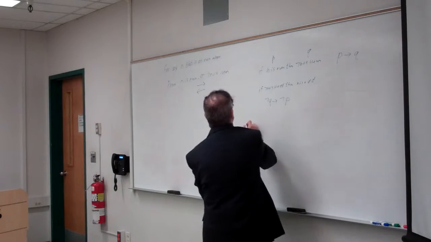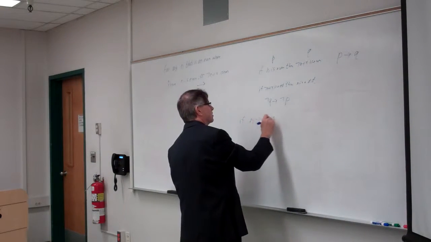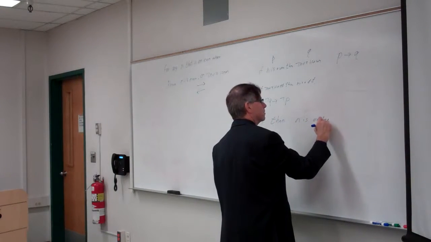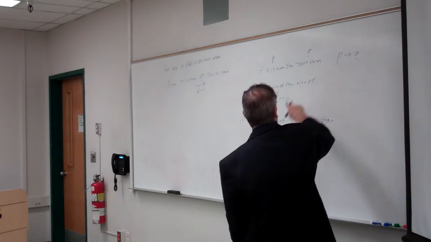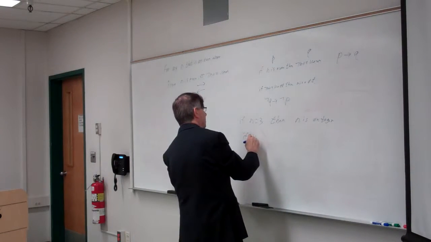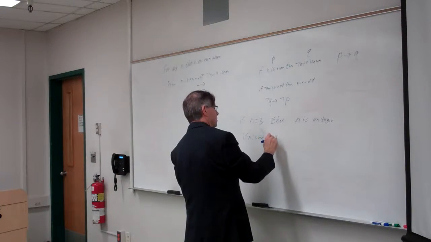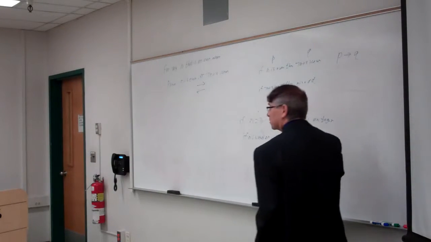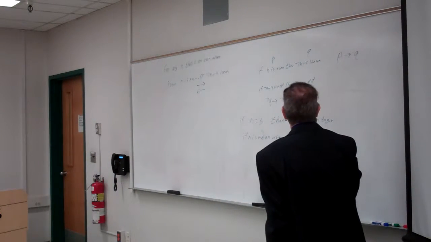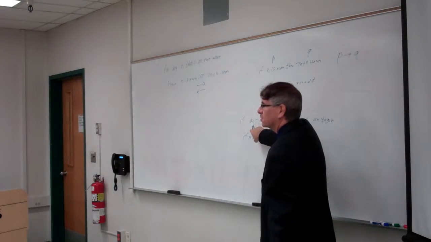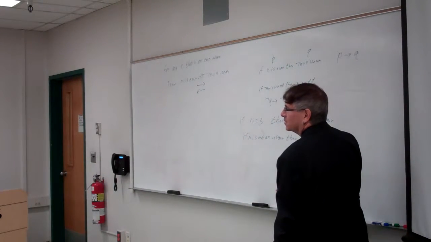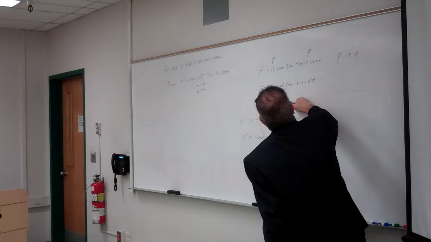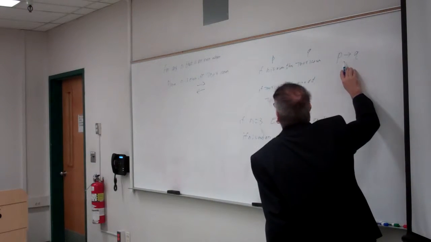So if n equals 3, then n is an integer. If n is not an integer, then n is not equal to 3. But we have not proven if n is an integer, then n is equal to 3. And we can't prove that, obviously. That's not true. So this is exactly the same as this.